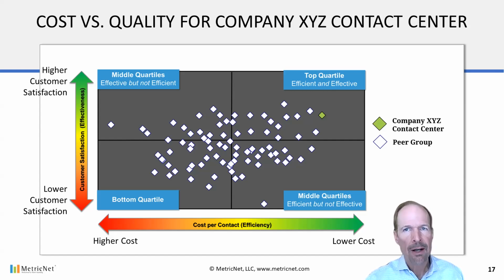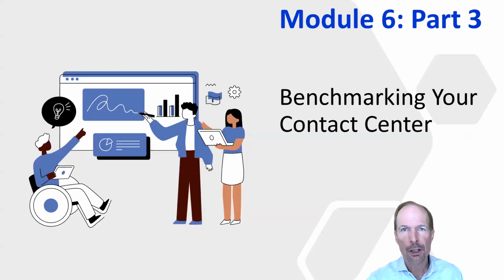The upper left quadrant on this chart is high quality, but it's also high cost. The lower right quadrant is low cost, but also low quality, and the lower left quadrant is the worst of all because it represents high cost and low quality. Ideally, you want your contact center to operate in the upper right quadrant where your costs are below average and your quality is above average.